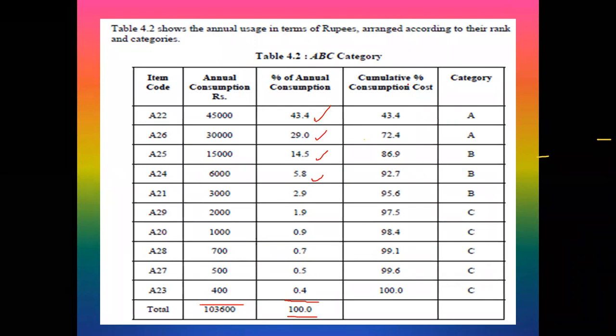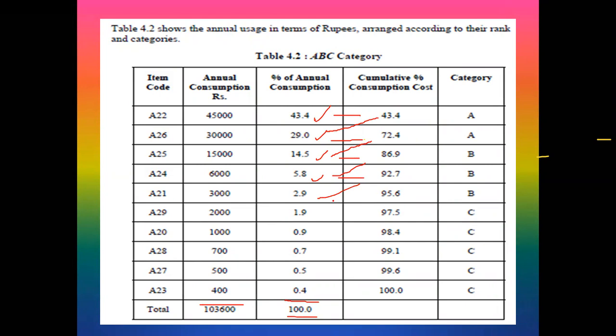Then the cumulative percentage of consumption cost. For cumulative, what do you do? You add the next value to the previous result each time. See here, the cumulative percentage is 43.4. For the second item, 43.4 plus 29, you get 72.4. Next, 72.4 plus 14.5, you get 86. Then adding 5, you get 91.2.